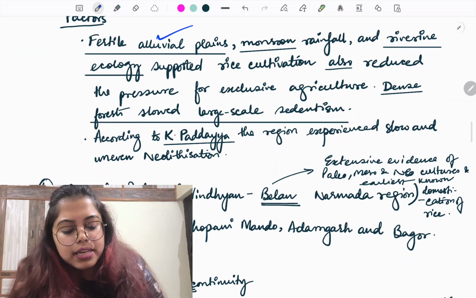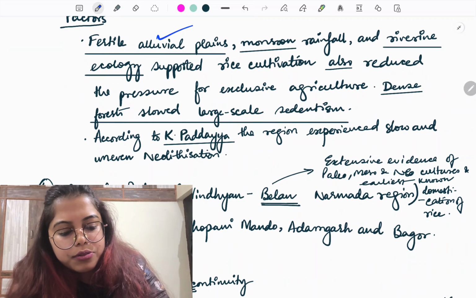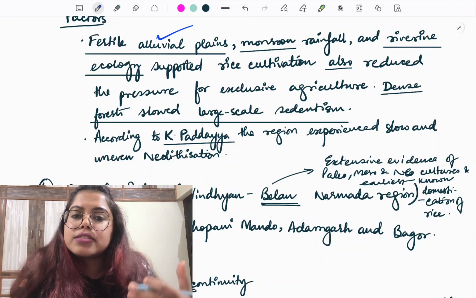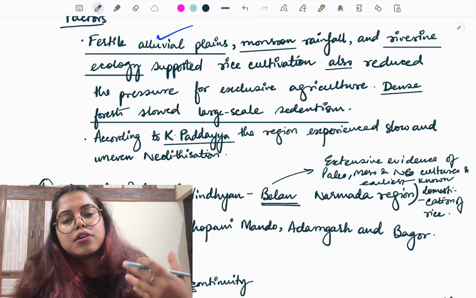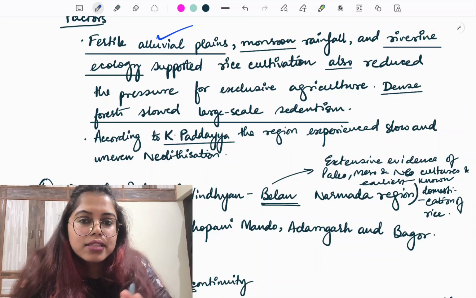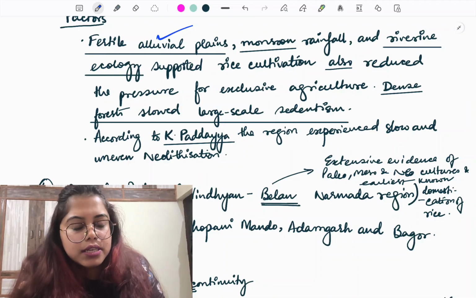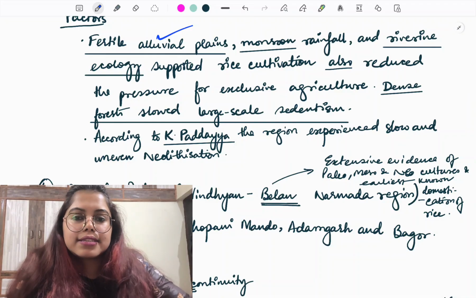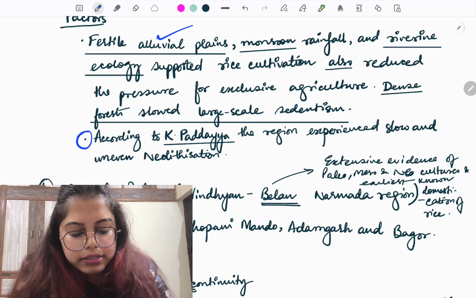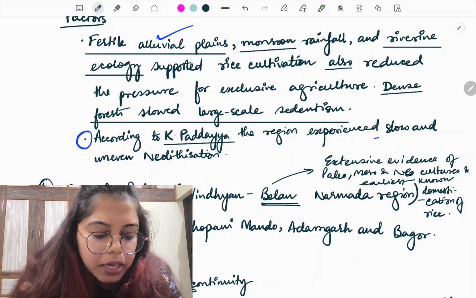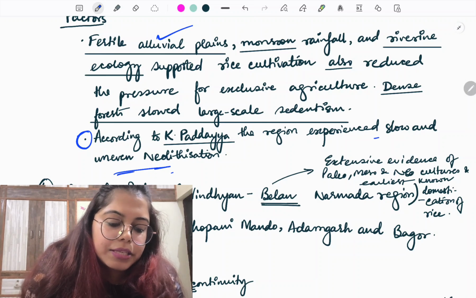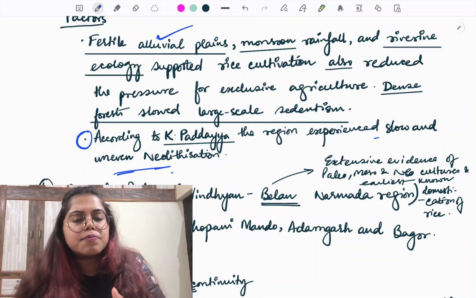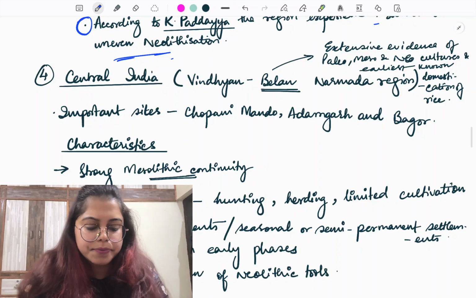So I have already mentioned this, and the reason also I have told you: it is fertile alluvial soil, monsoon rainfall, riverine ecology and so on. And because dense forests took time to clear, even though we are talking of the Neolithic period and there are advanced stone tools, they are not as advanced as in modern times, right? So they require time. That's why the settlements were not very close. There were sparse settlements. कुछ यहाँ पे हैं, कुछ किसी और जगह पे हैं, so that's how it is. And here there is an opinion of K. Pandaya. He says the region experienced slow and uneven Neolithization. Again, because of abundant availability of natural resources, lots of Mesolithic hunting, gathering and foraging characteristics continued.